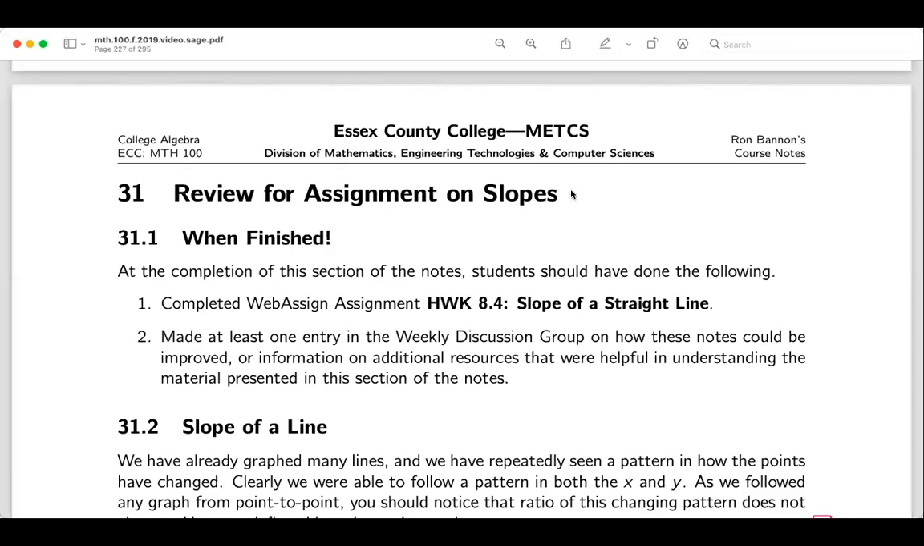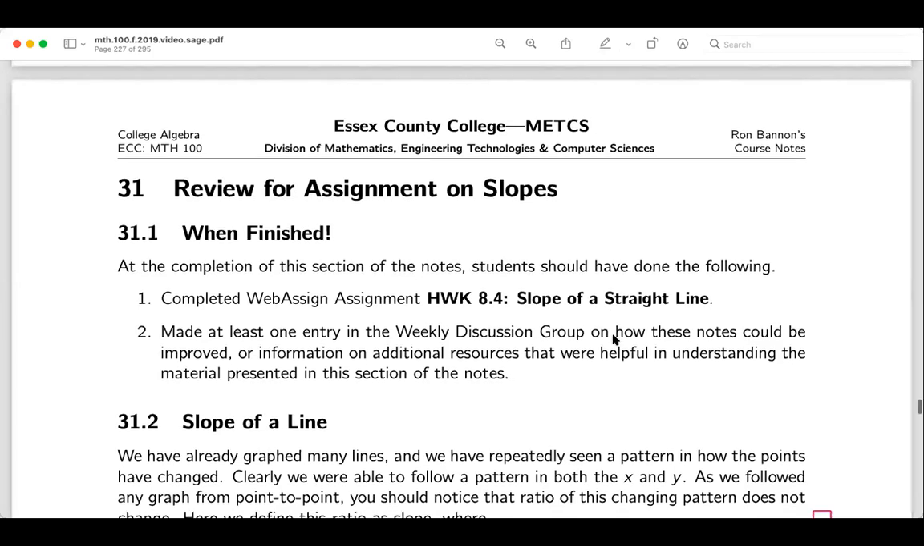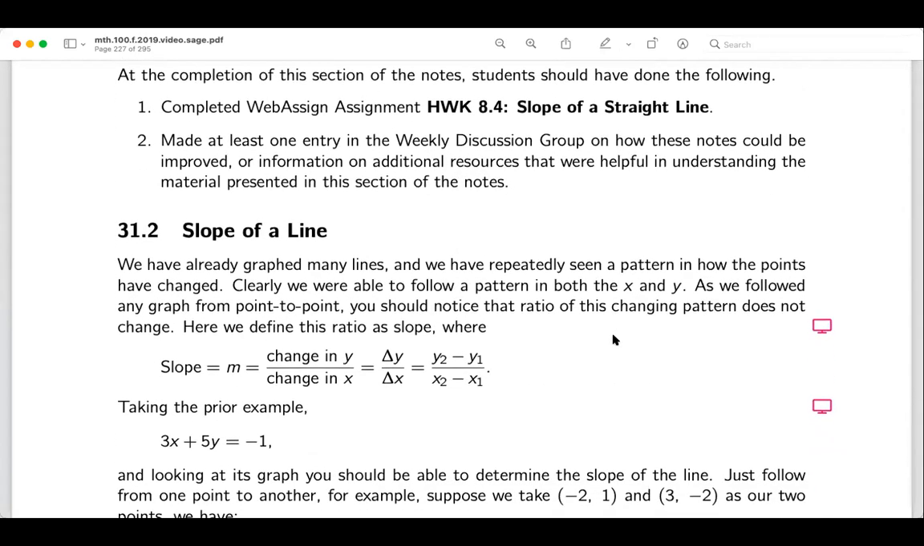Okay, we're in section 31 of the notes. This is the section on slope of a line. And we covered the concept of what slope is, at least visually, and then through an abstraction, talking about the change in y divided by the change in x, or the delta y over delta x. We also gave you a formula.